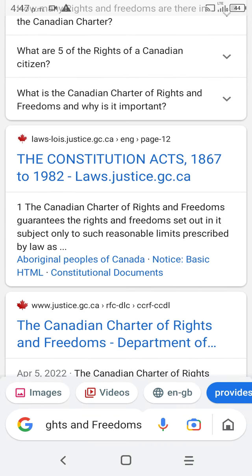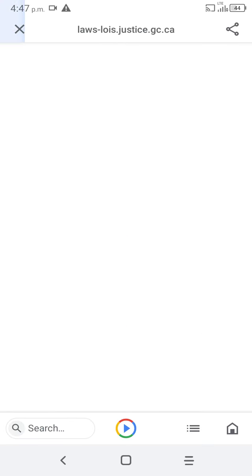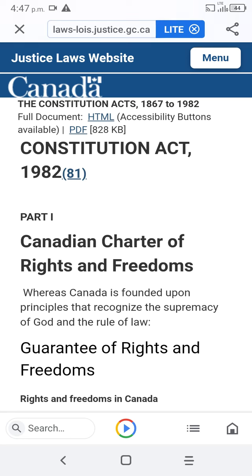Where we're going to find that is this website here. This is where you find all the legal information that you want in Canada. It's right here at justice.gc.ca. Every single criminal act is written down here. And there's a lot of other stuff here too.